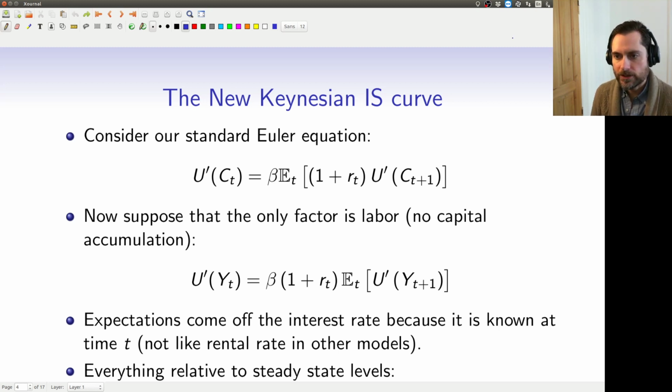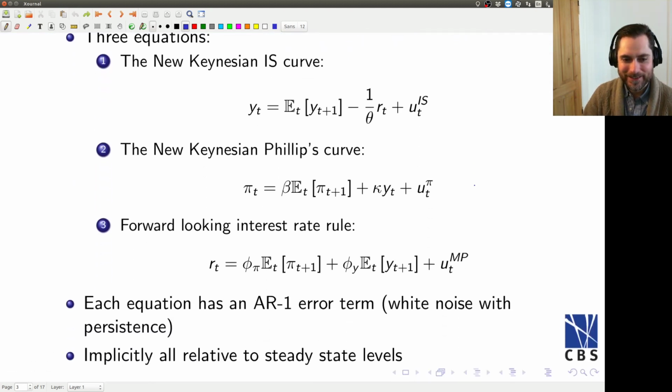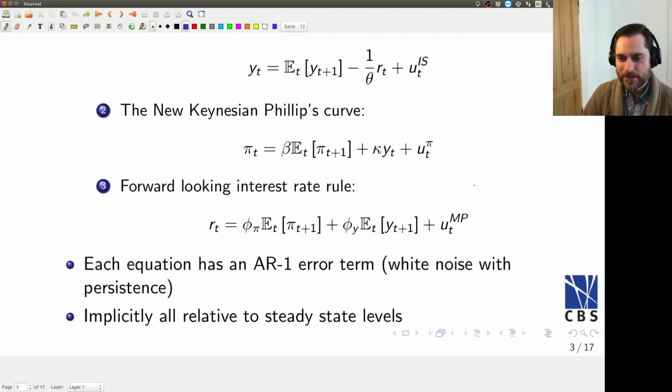All right, so this is the New Keynesian IS curve. One thing, by the way, I forgot to mention on the last slide. Actually, let me just flip back one slide here and show you. So it was hidden under the foot of the slide. Everything in these equations is going to be implicit to steady state levels.